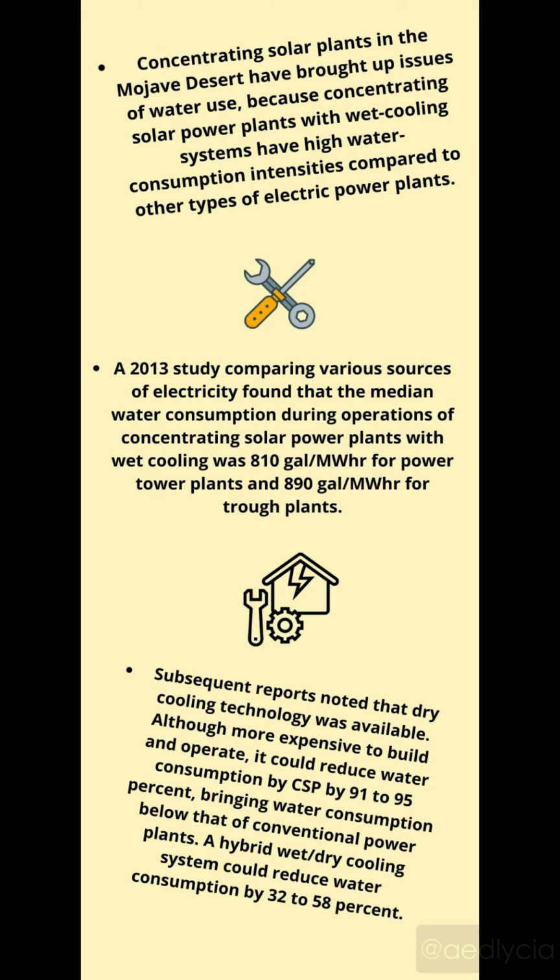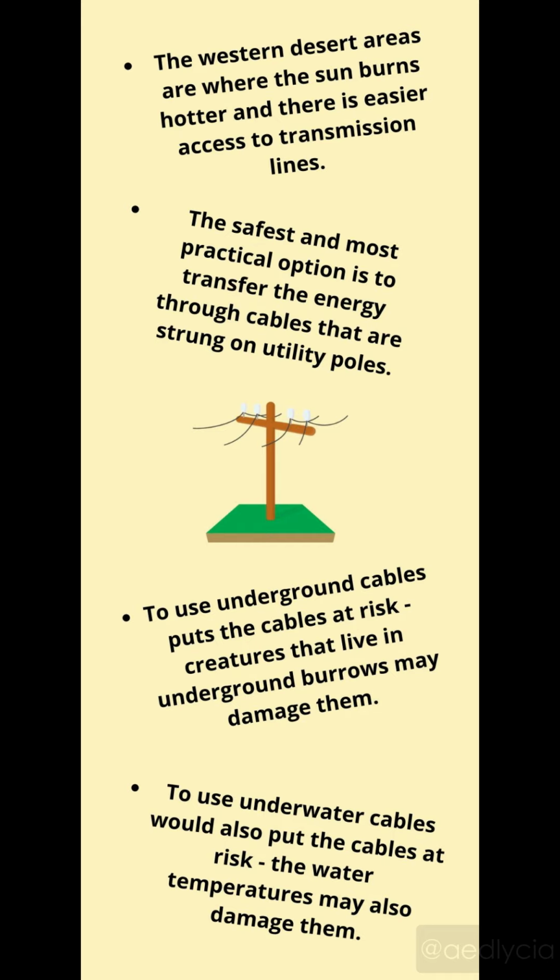Regarding the maintenance, issues have been brought up prior to the usage of wet cooling systems. Later reports noted that dry cooling technology was available and that it could reduce water consumption. The safest and most practical way to transfer this energy to bordering states of California is to use cables that are strung on utility poles. I'm doing this project based on existing solar projects in the Mojave Desert, such as the Mojave Solar Project.